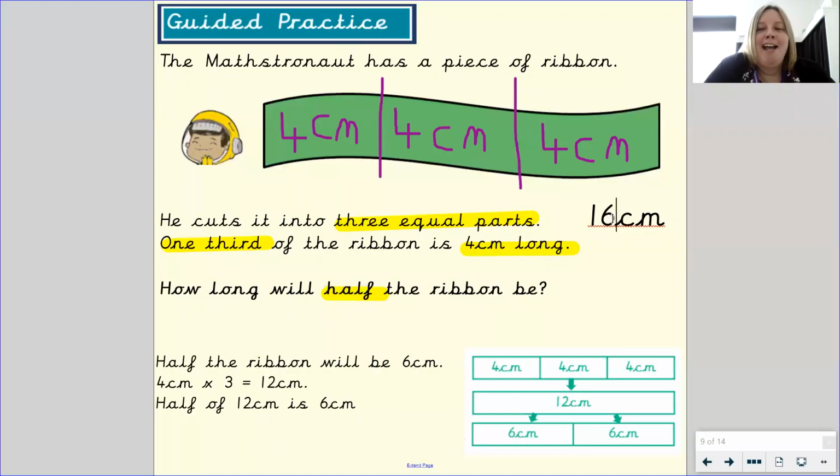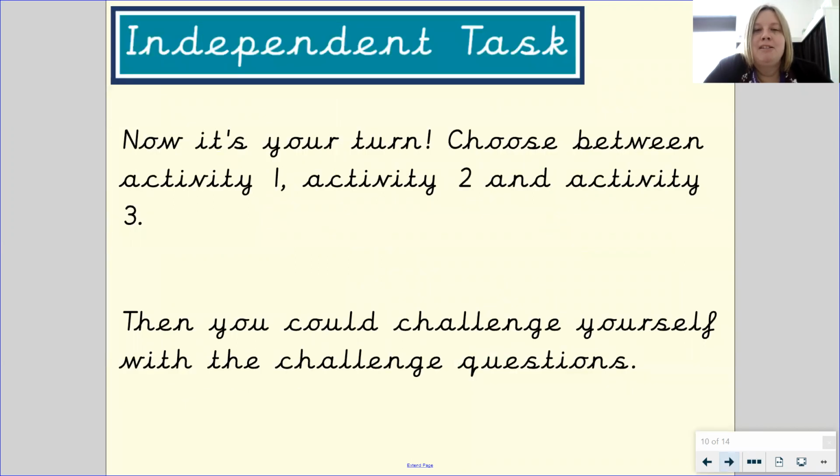Did you notice that I added these incorrectly? 4 add 4 add 4 should be 12 centimetres. I hope you were able to spot that and correct that. So if our whole ribbon is 12 centimetres long, half the ribbon will be 6 centimetres because half of 12 is 6. Sometimes Miss Williams likes to put in a mistake just to make sure everybody is awake and is checking what I am doing. So please watch out for those when we come back to school.